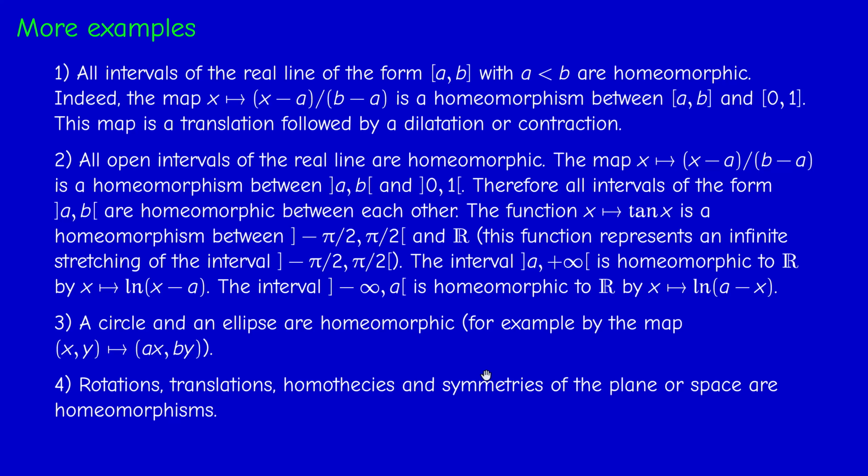Now, rotations, translations, and symmetries are what we call isometries because they conserve the distances and the angles, of course. However, homotheties can distort distances, but they conserve the angles. So these are really particular cases of our concept of a homeomorphism, because a homeomorphism can do a lot of distortion to the geometric object. So this is why we started this course by saying that topology is a weird kind of geometry.